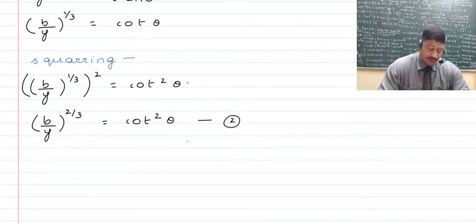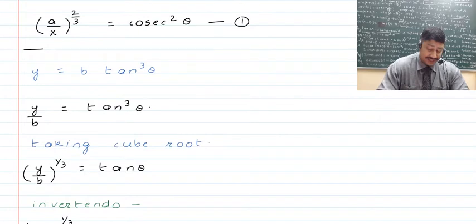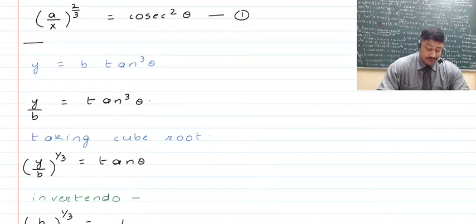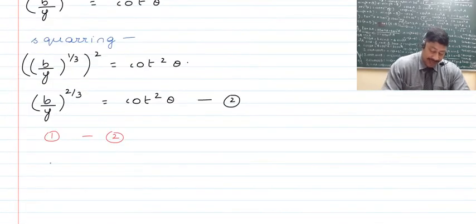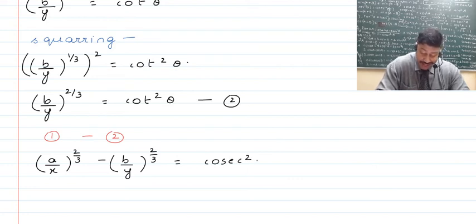So further now what we do is, if from equation number 1 we subtract the second equation, then on the right hand side we will get cosec square theta minus cot square theta, which will give us 1, and thus the trigonometrical identity will get applied. Cosec square theta minus cot square theta is equal to 1, and theta will be eliminated. So we have a upon x raised to the power 2 upon 3 minus b upon y raised to the power 2 upon 3, which becomes equal to cosec square theta minus cot square theta.